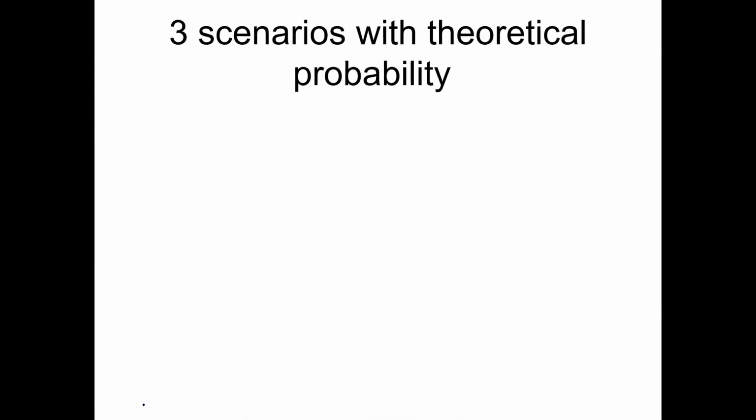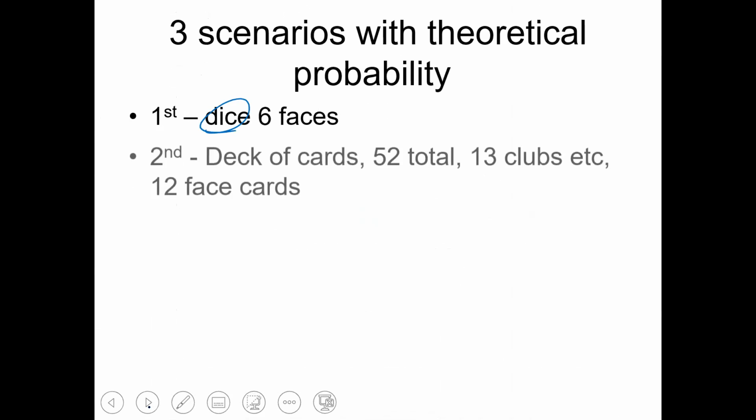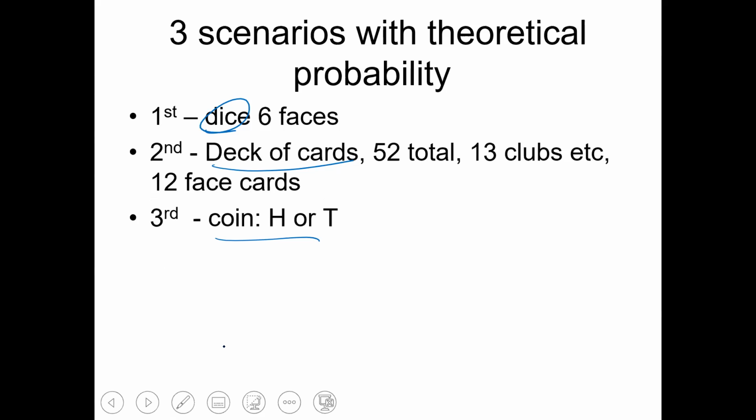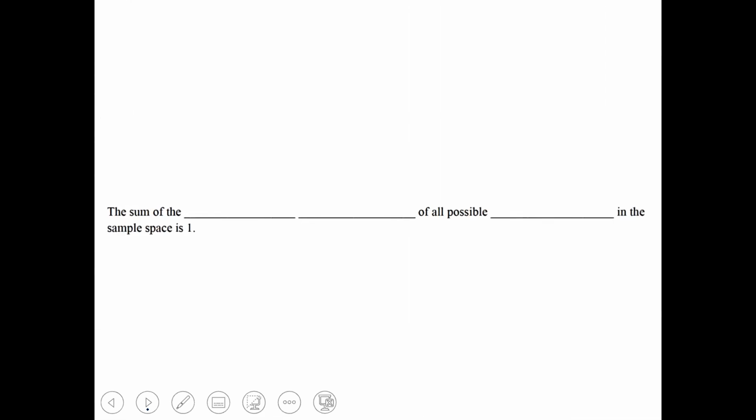Okay, 3 scenarios with theoretical probability. First one is going to involve a die. Second one is going to involve a deck of cards, which we just went over. And the next one is a coin toss. Those are the 3 different setups.